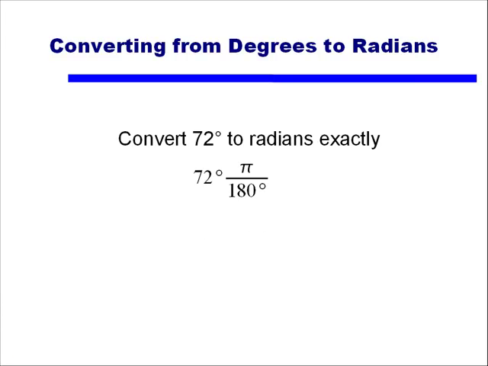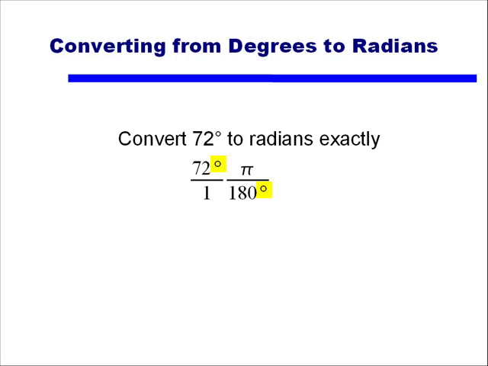For example, if my question asks to convert 72 degrees to radians exactly, well, first of all, the word exactly lets you know that you're not going to be reaching for your calculator. What I'll do is multiply that 72 degrees by pi divided by 180 degrees. I know it's pi over 180. It's a little clearer if I turn everything into a fraction. I like dealing with fractions.